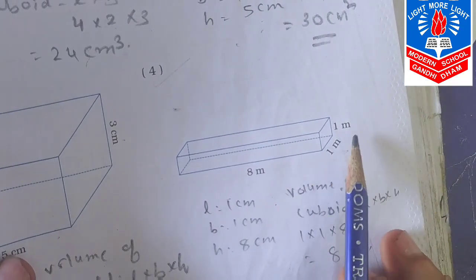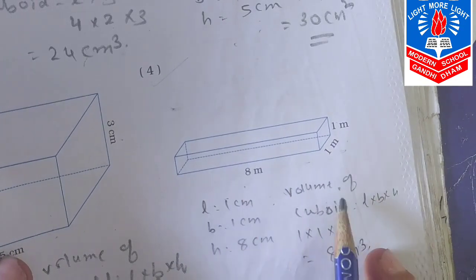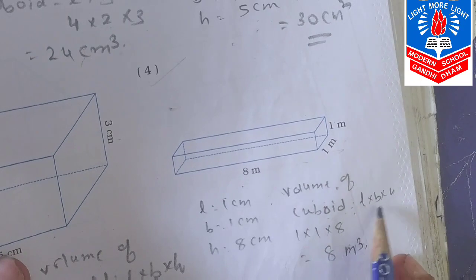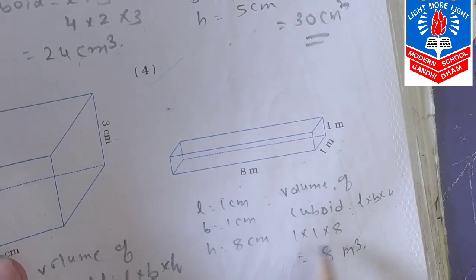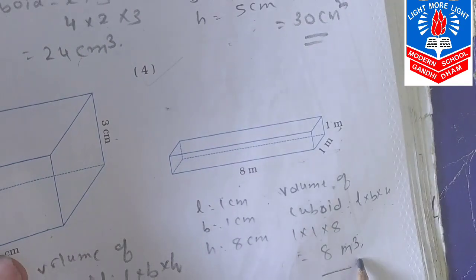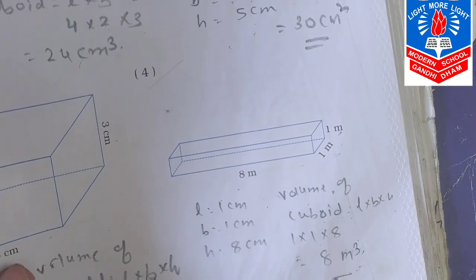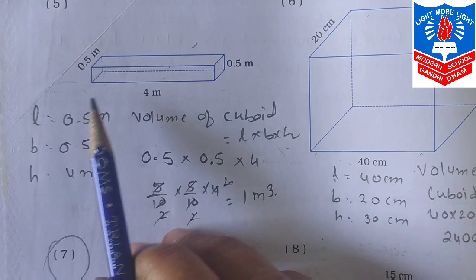See here, length 1, breadth 1 and height is 8 centimeter. Okay. So volume of cuboid is equal to length into breadth into height. 1 into 1 into 8 means 8 meter cube. Here unit is meter, so we write here 8 meter cube. That is our answer.